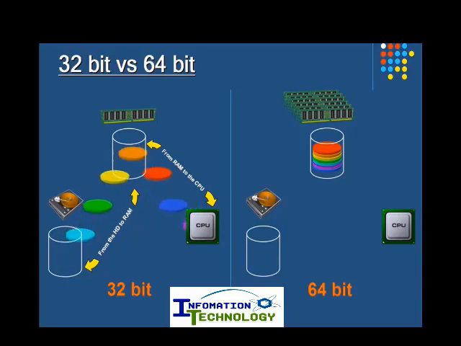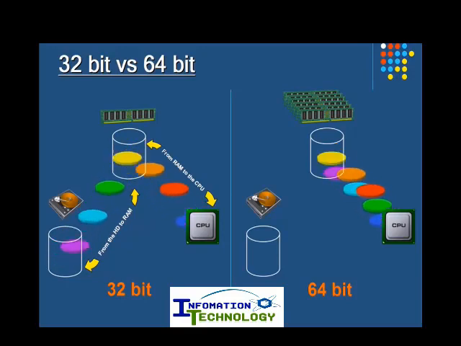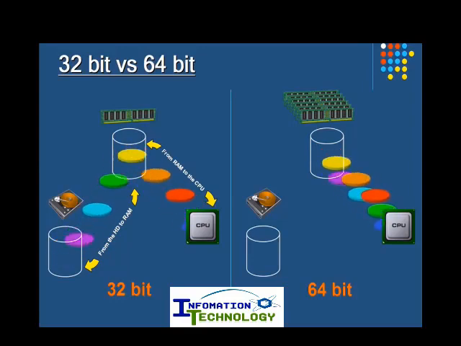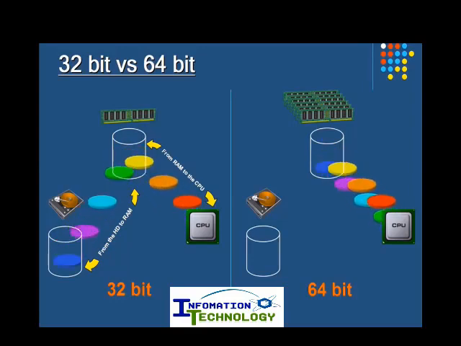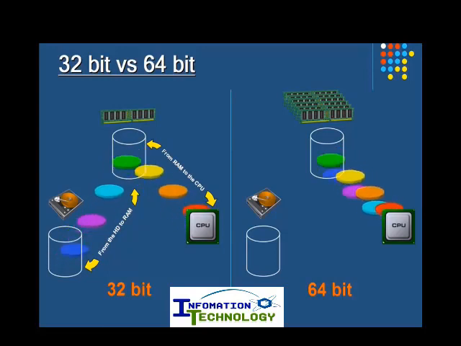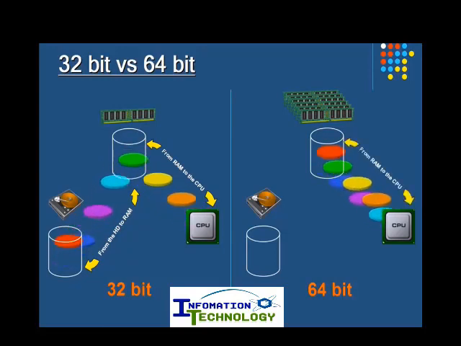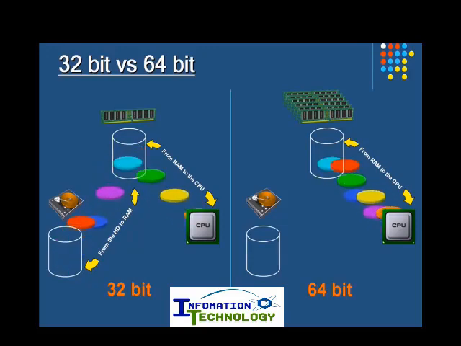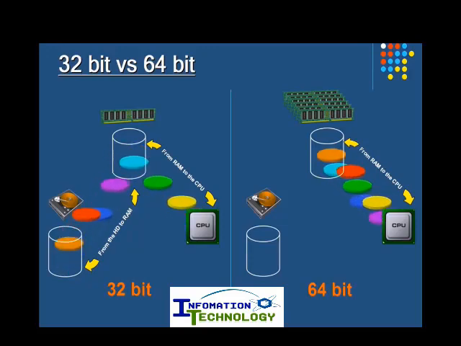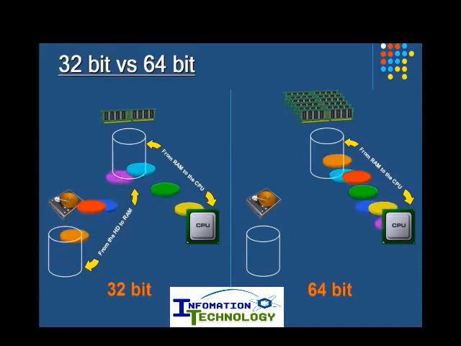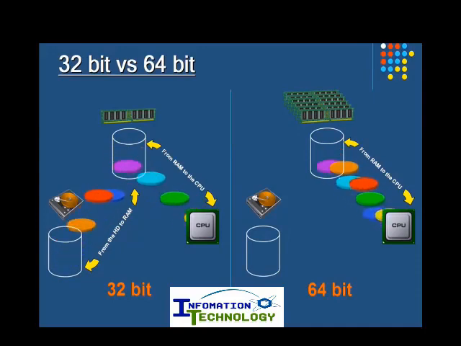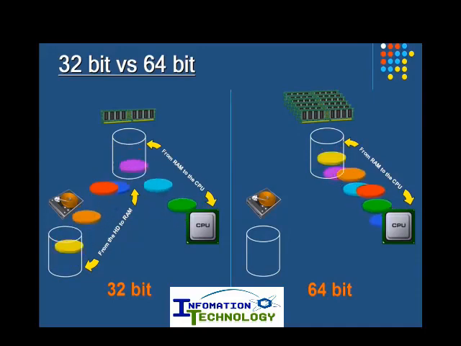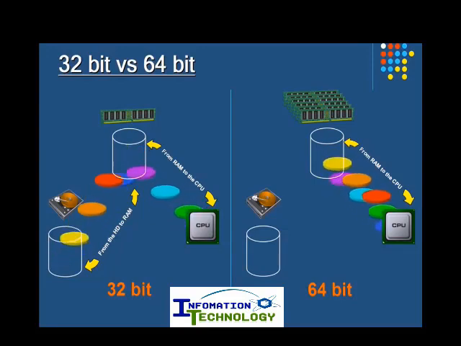But a 64-bit system is able to address a lot more memory than 4 gigabytes, which means that more data can be loaded into the faster RAM rather than kept on a slower hard drive. And because it can store more data on the faster RAM than on a slower hard drive, the computer is able to run a lot faster. So in a nutshell, this is why a 64-bit system is faster than a 32-bit system.